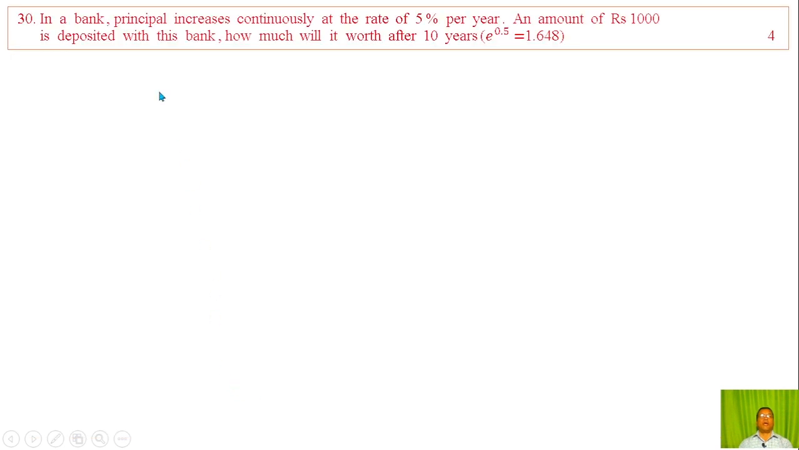Question 30. In a bank, principal increases continuously at the rate of 5% per year. An amount of rupees 1000 is deposited with this bank. How much will it be worth after 10 years?